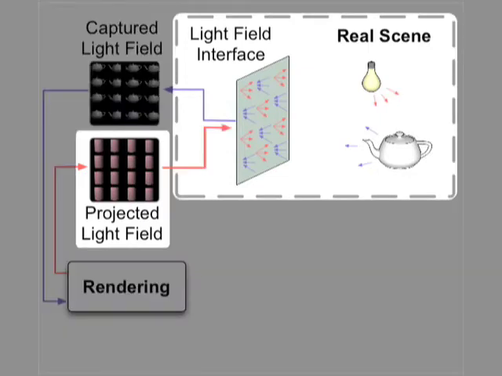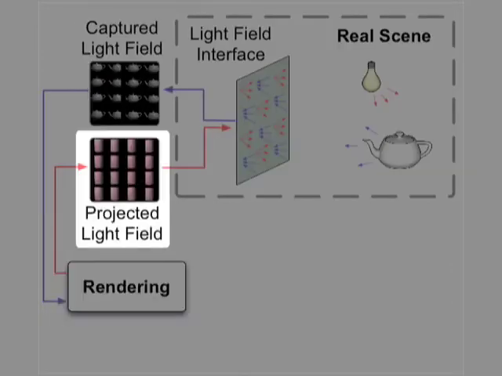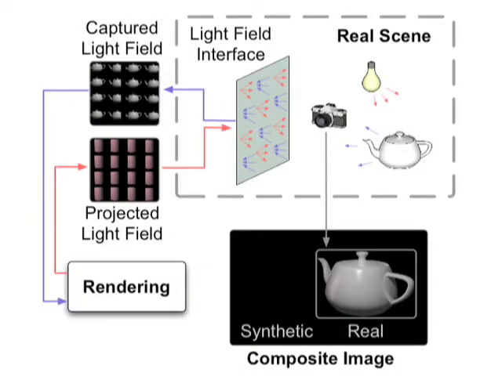Now the real scene is illuminated both by direct lighting and by the light field interface, which contributes near-field illumination from the synthetic scene. Similarly, the synthetic scene is illuminated by direct lighting and also by the captured light field, which contributes near-field lighting from the real scene. We can iterate this process for multiple bounces of global illumination, and then create the final result by capturing and rendering the relit scenes and compositing.